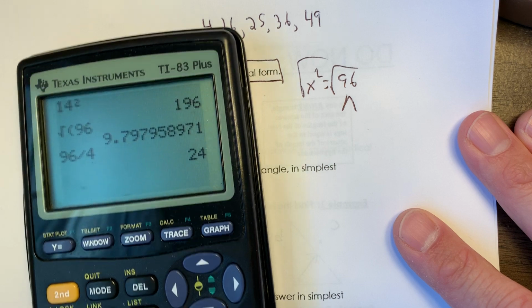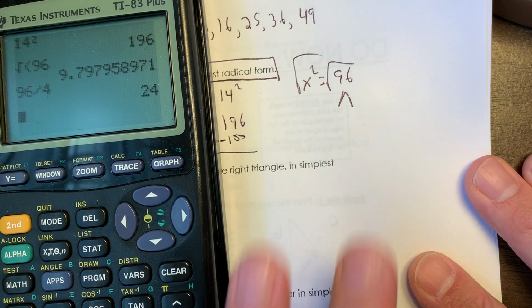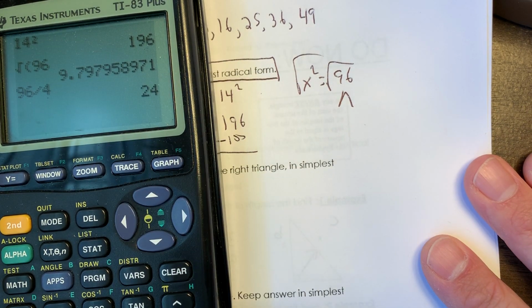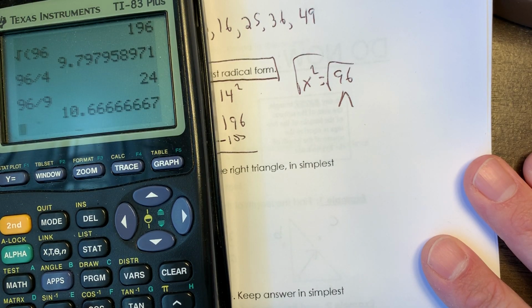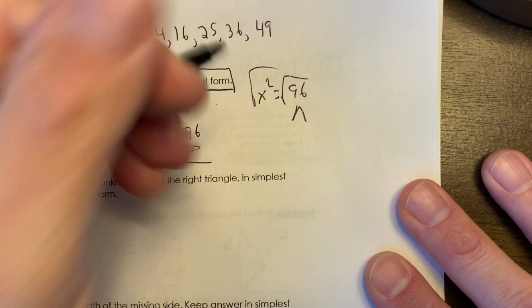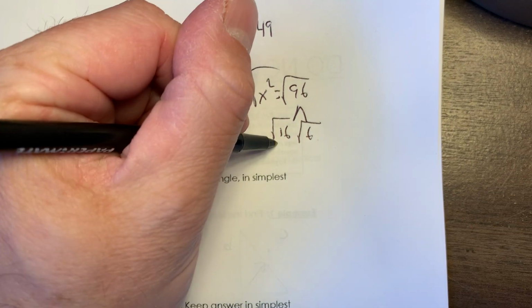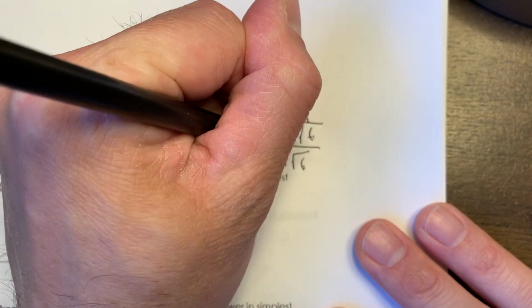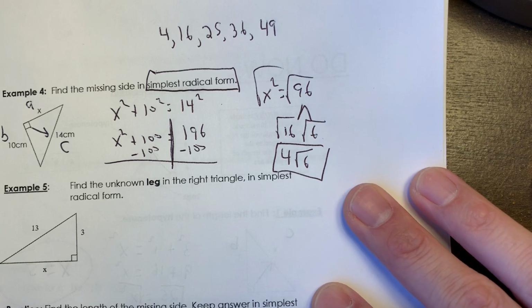Let's see. Does 4 go into it? Yeah, but you know what? The bigger the number, the better, right? Okay, let's try 9. Okay, 9 doesn't go into it. Let's try 16. All right, 16 goes into it. That's it, 16 and 6. Sometimes you got to try bigger numbers. This is 16 and 6, square root. What's the square root of 16? Oh, yeah, it's 4. So there you go. There's my answer, 4 radical 6.